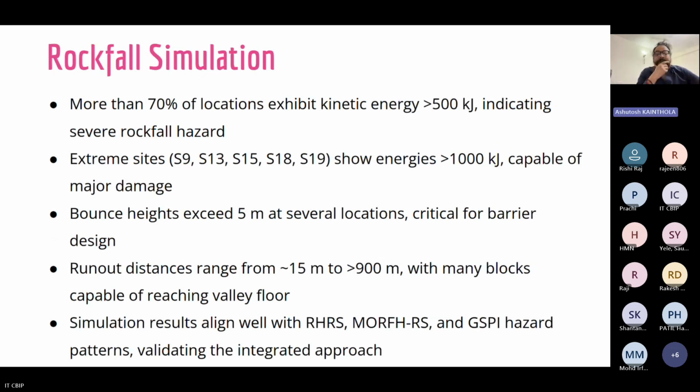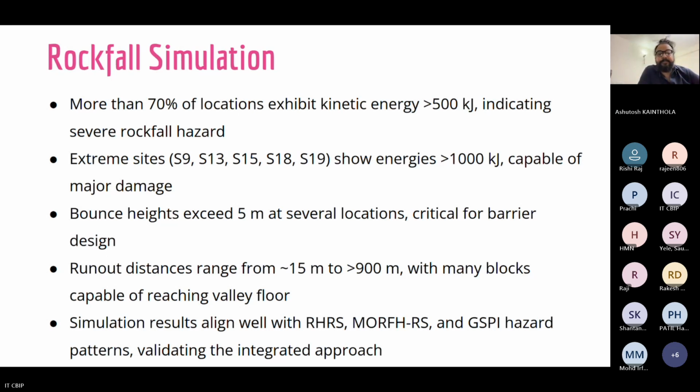Yeah. So most of the locations near Sangla, as in near the southern end of our study area, showed energies higher than 1000 kilojoule, which can cause major damage. Bounce height usually exceeds 5 meters at certain locations. Now, runout distance went up to 900 meters. This is purely derived from the slope geometry. The slopes are really steep. Higher Himalaya is steep.